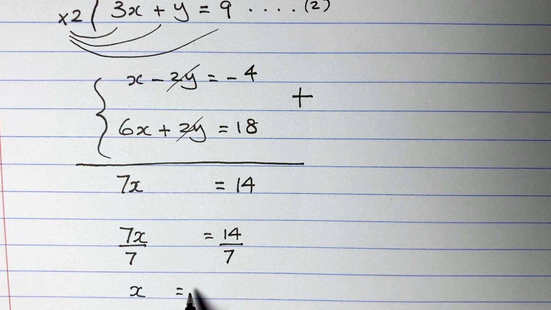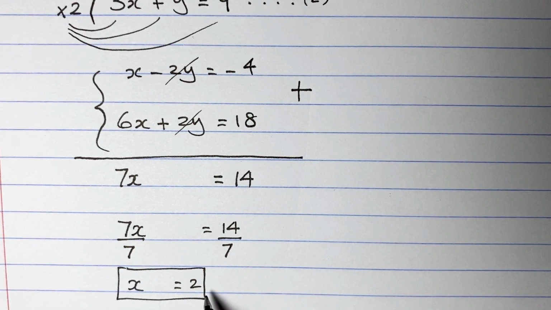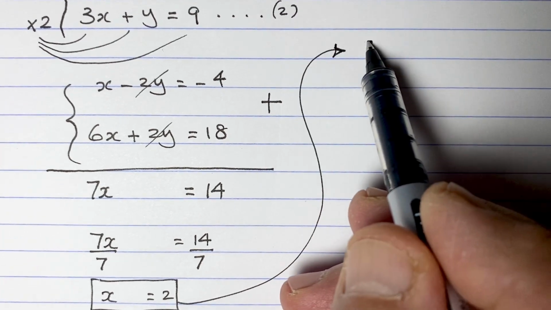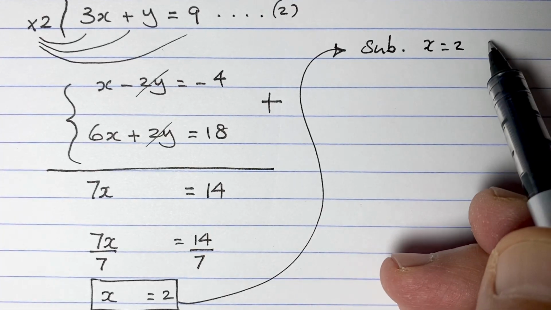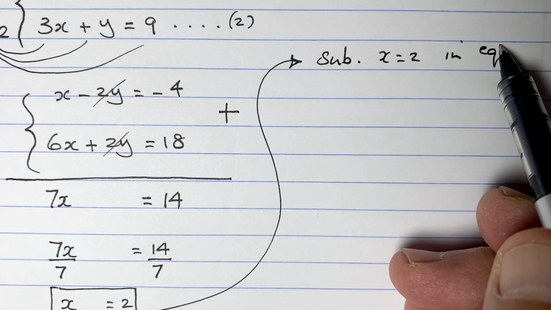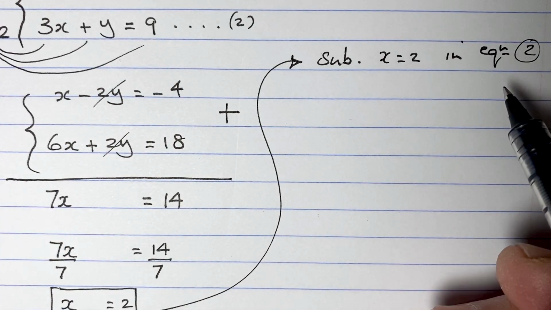So x equals 2. For finding the other letter, we need to substitute. So here, substitute x equals 2 in equation 2, because they're all positive terms.